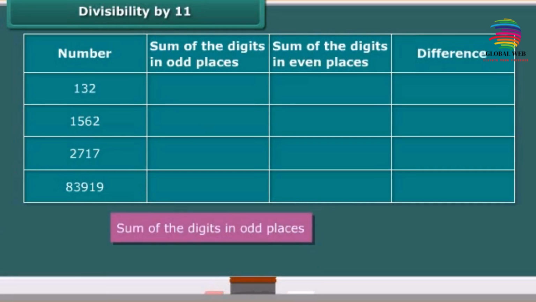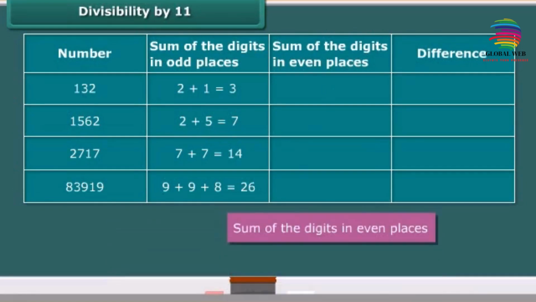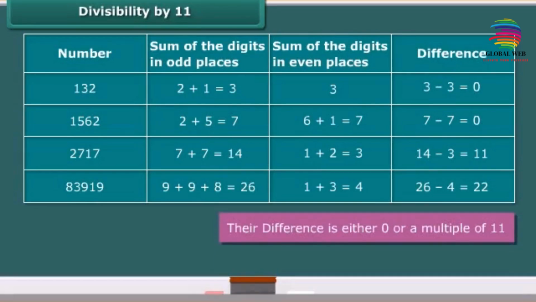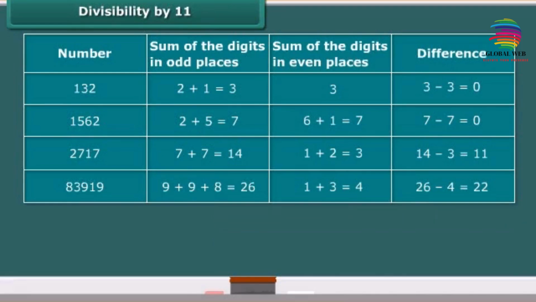Consider the sum of the digits of these numbers in the odd places, starting from the ones place. Likewise, consider the sum of the remaining digits, or the digits in the even places. Compute the difference between the two sums just obtained. The difference is either 0 or a multiple of 11. This is not by chance. It is a general rule.